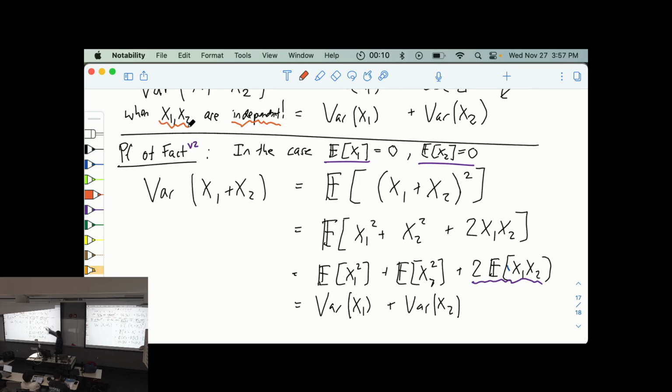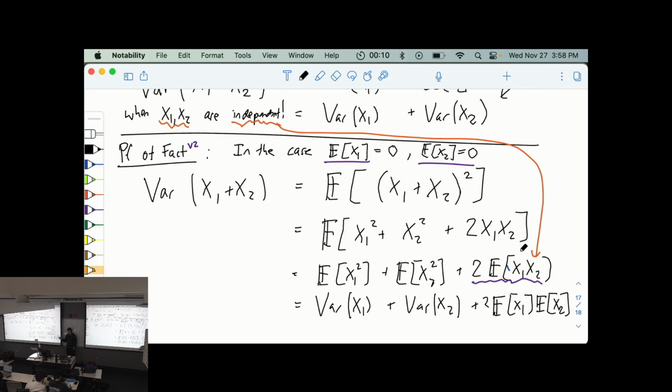Exactly. So this is where the independence comes in. When we have the product of two things, if the two things are independent, we can split them up because of the independence. So the independence means we can simplify by one more step. It's 2 times the expected value of x1 times x2. And random variables that do this are called uncorrelated. If they're independent, they're definitely uncorrelated. It's definitely okay to split them like this. So this is a nice simplification.